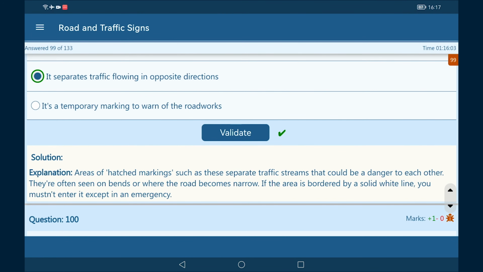Explanation. Areas of hatched markings such as these separate traffic streams that could be a danger to each other. They're often seen on bends or where the road becomes narrow. If the area is bordered by a solid white line, you mustn't enter it except in an emergency.